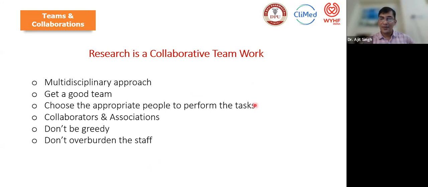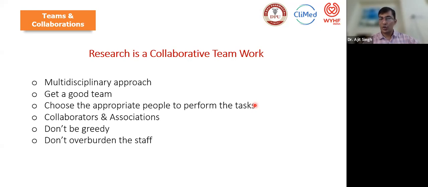So I have only 2 people and I am giving them all the work. They are only collecting the data, only entering the data, only analyzing the data, only doing everything. This is not at all done. You are not being fair to the people. You are overburdening them, and this is not helpful. This will influence your research outcome.